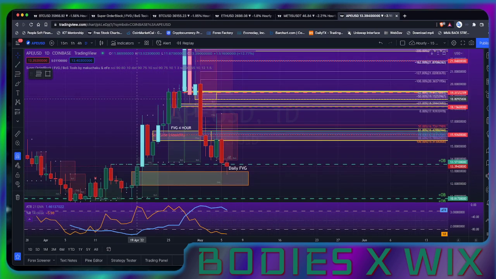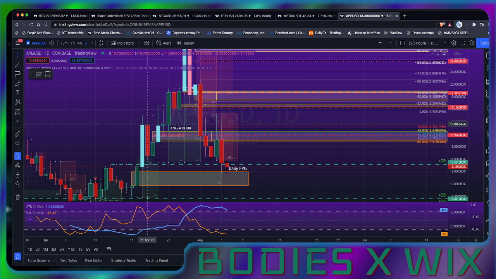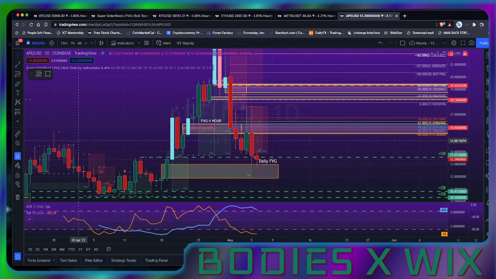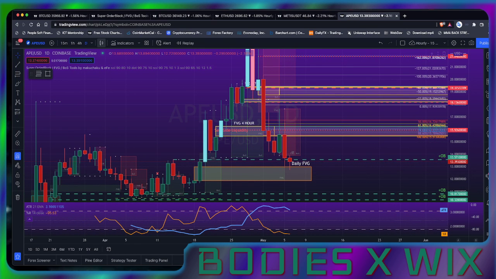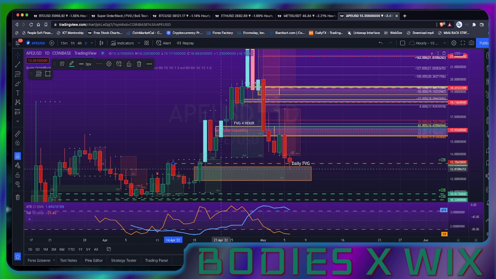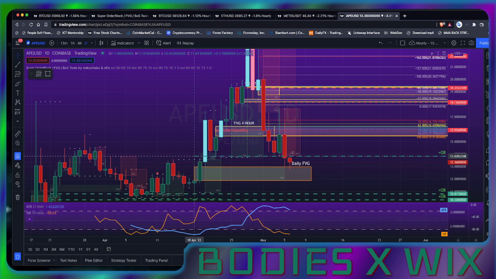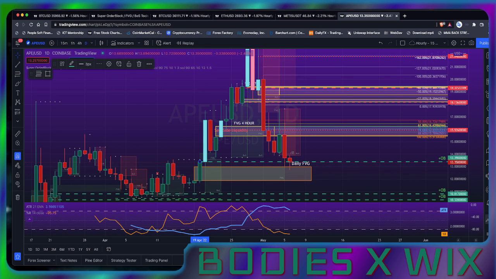But the way I like to do break of structures is by closes and by larger time frames. So days right here, like this close right here. See how this close, let me move this down. Boom. Okay, so this close here was about 1329, right? And then this one here closed just above it, about 1329, so just about 10 cents above it.